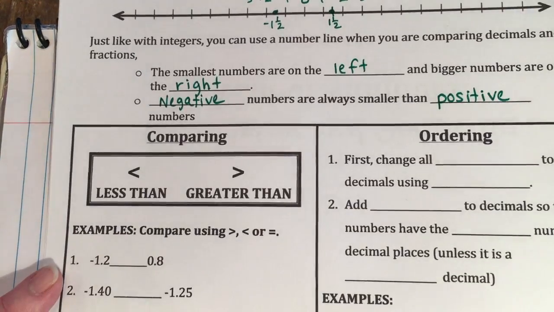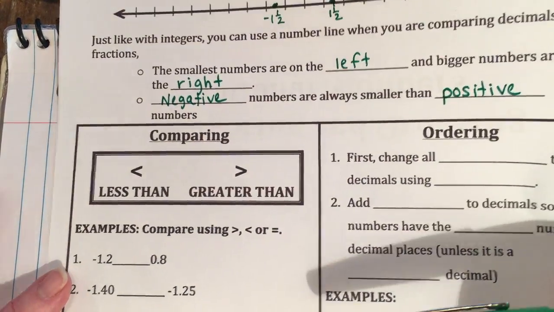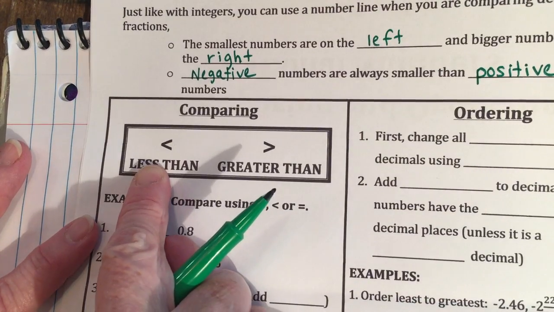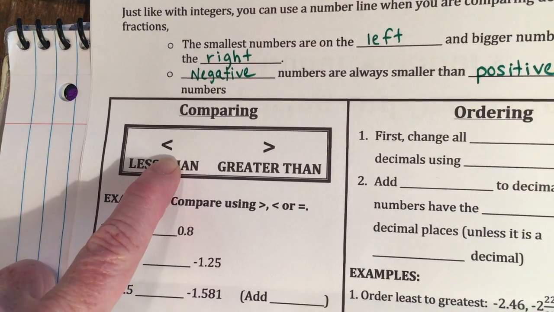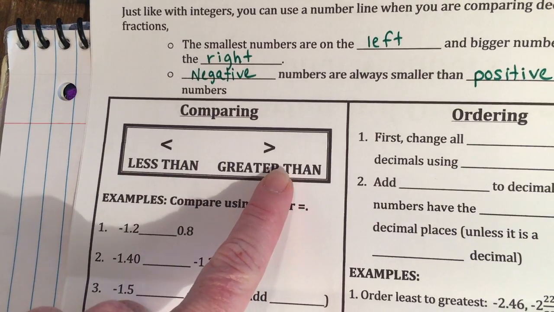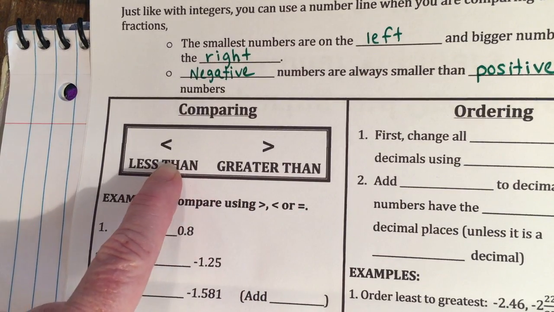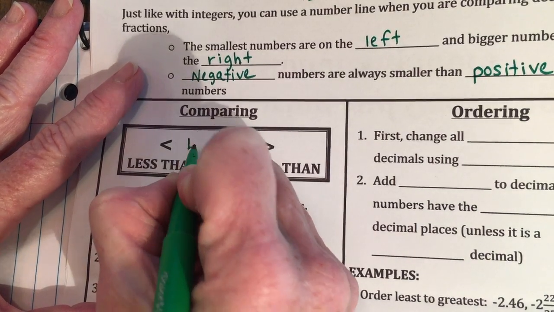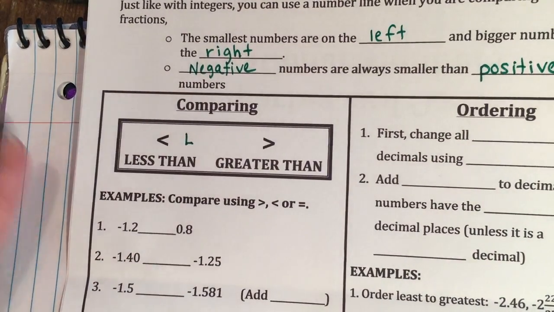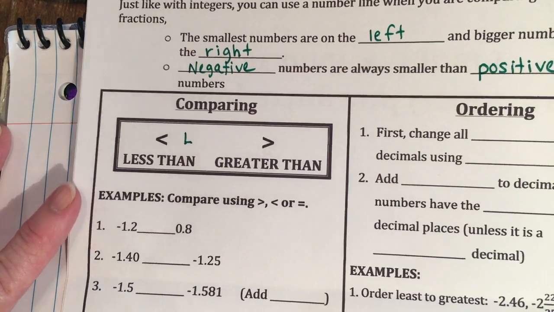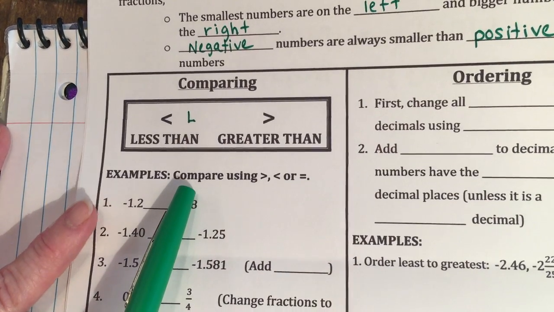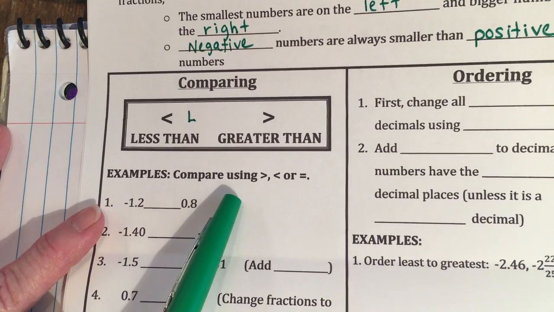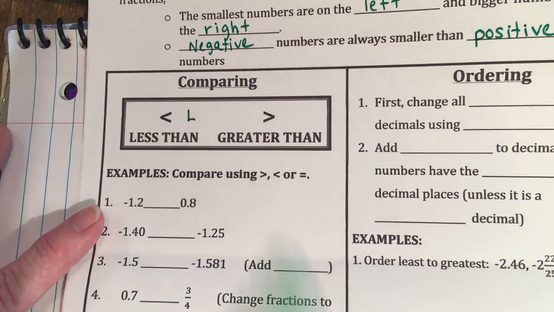All right, so another thing to keep in mind when you're comparing is what the symbols are. Hopefully you already know this, but this is the symbol for less than. This is the symbol for greater than. A lot of people remember less than because if you stand that little symbol up, it looks like an L, sort of. So kind of imagine that. This is the less than. We're going to compare in these examples using greater than, less than, or equal to.